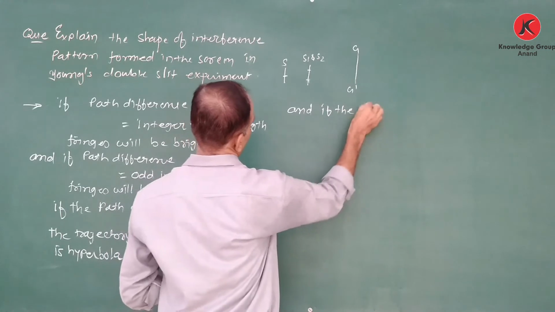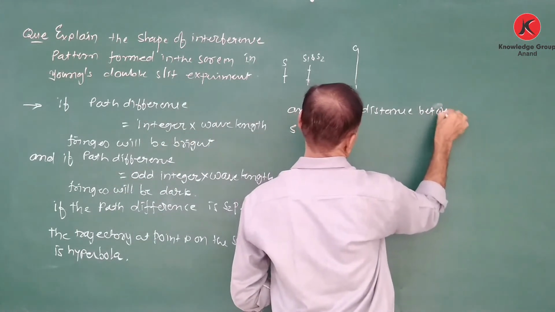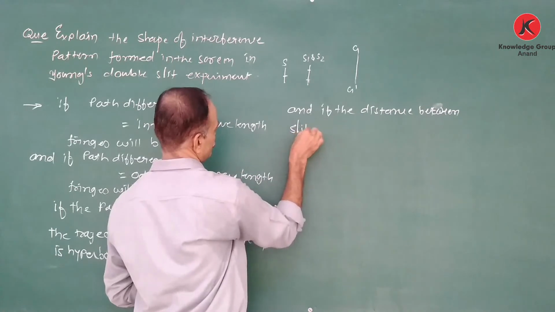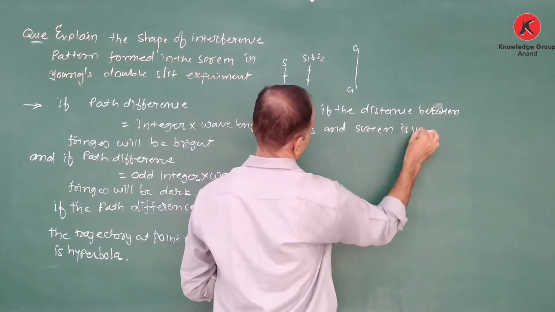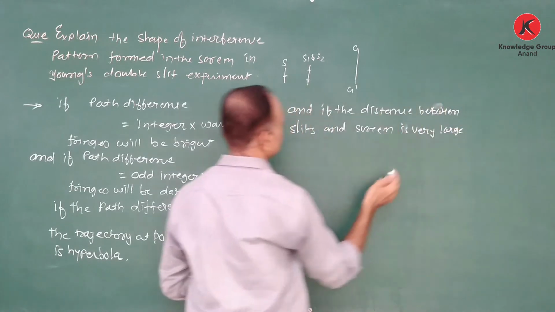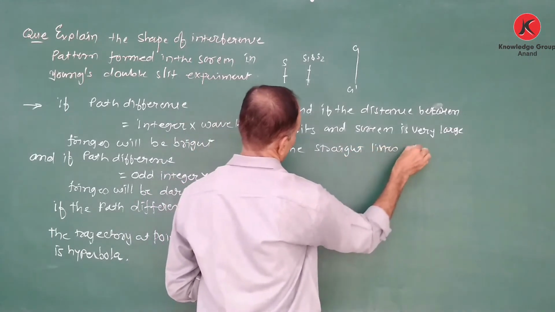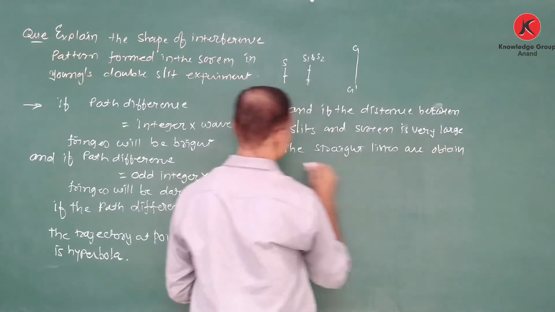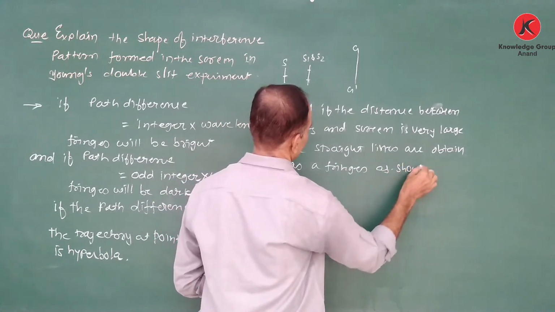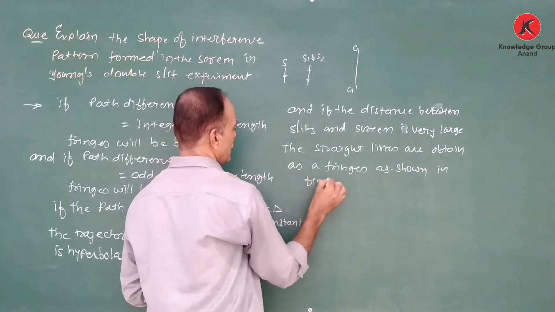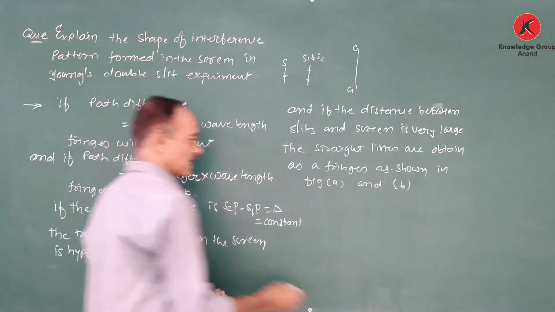And if the distance between the slits and screen is very large, straight lines are obtained as fringes, as shown in figure A and B. So figure A represents the hyperbola like this way.